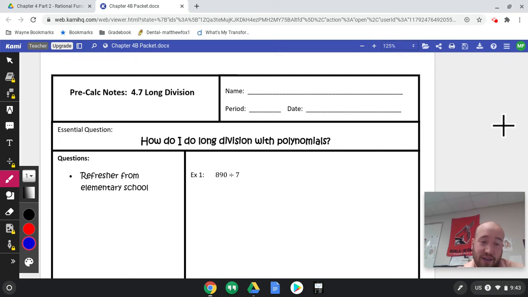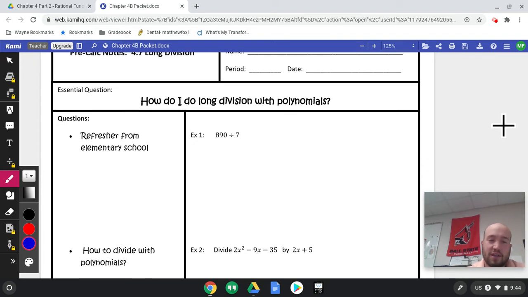If you lost your packet or weren't there on Thursday before, you can print it off. It is included in the folder at the top, but if you need an emailed copy, let me know and I can get that to you.